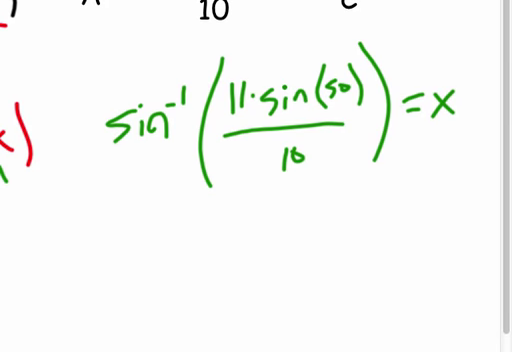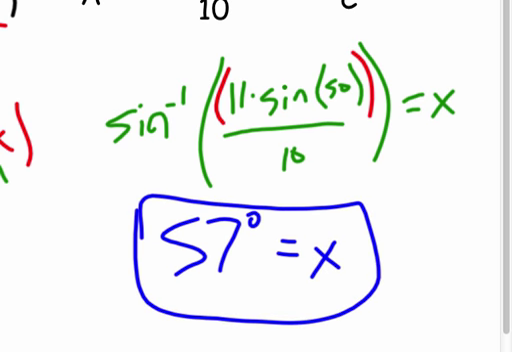So inverse sine, I might put my parentheses around my numerator just so I'd be careful here. So I've got left parenthesis, 11 times the sine of 50, make sure you end your parenthesis, divided by 10. And end your parenthesis for the inverse sine. It looks like 57 degrees. It says nearest degree, so I don't need the tenth because it's about 57.4. So 57 degrees would be x.